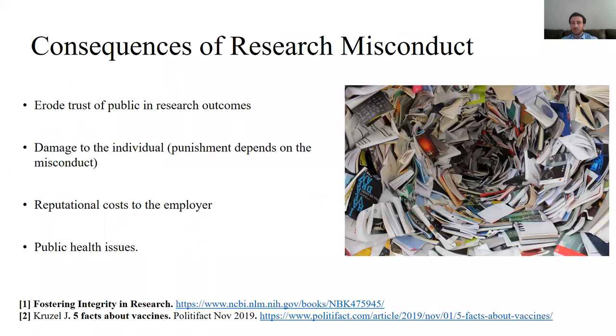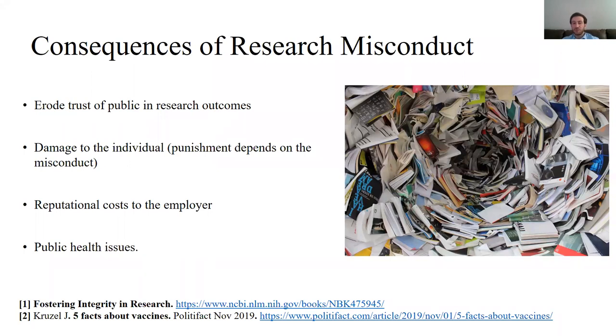What are the consequences of research misconduct? First, it erodes the public's trust in research outcomes. The public doesn't trust the study results anymore because they know that if it happens once, it can happen twice, and they think that every study is not true.